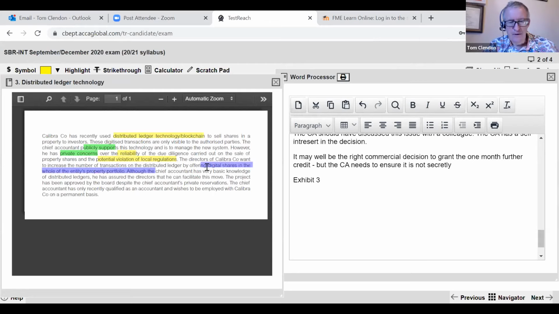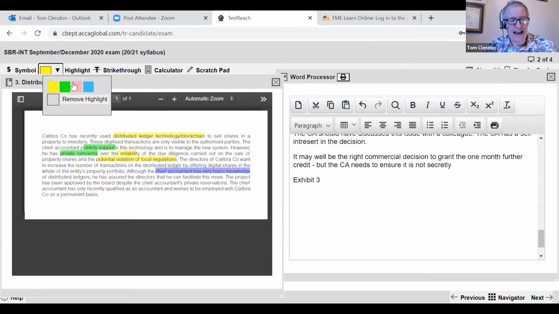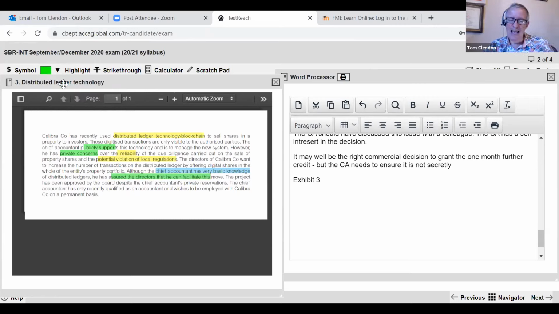The chief accountant has very basic knowledge. There's an issue of integrity. There's an issue of competence here. They have a basic knowledge. This is a chief accountant. But he has assured the directors that he can facilitate the move. That sounds a bit BS, doesn't it? That sounds like he doesn't really know very much, but he doesn't want to lose face.